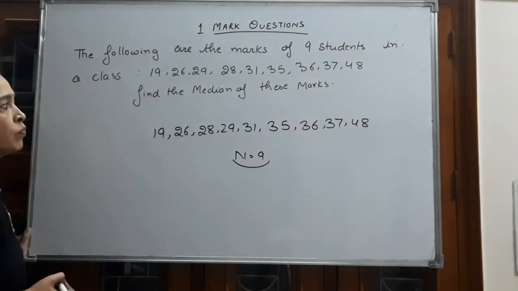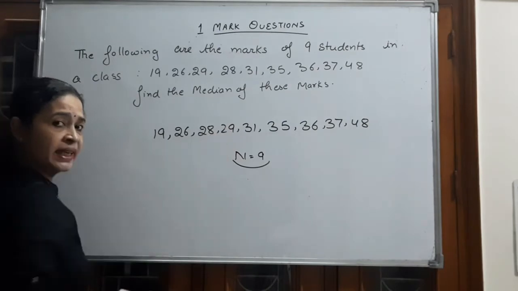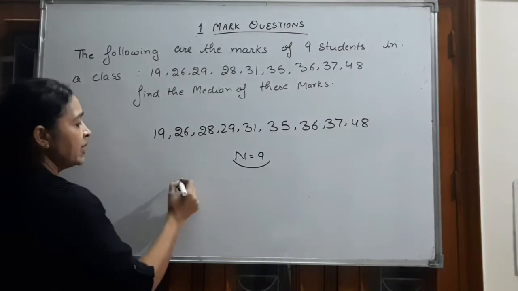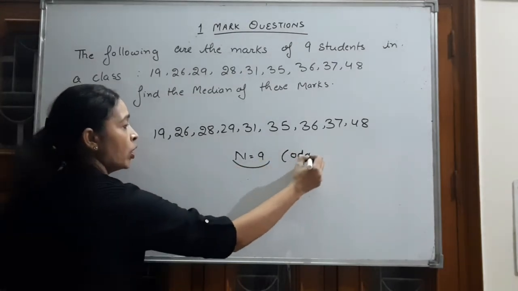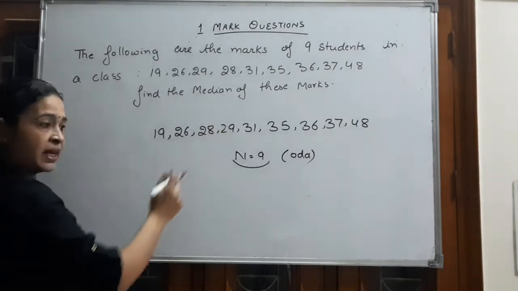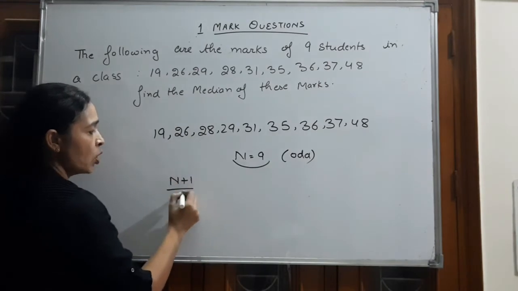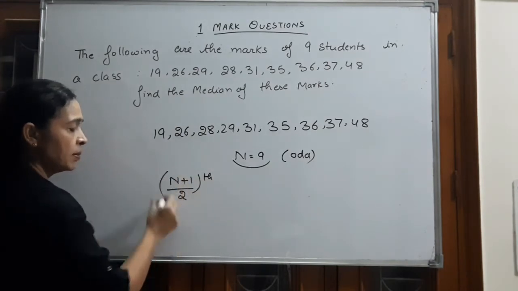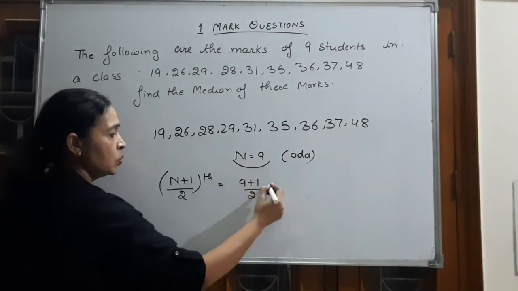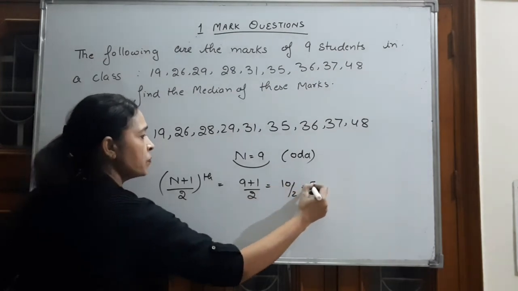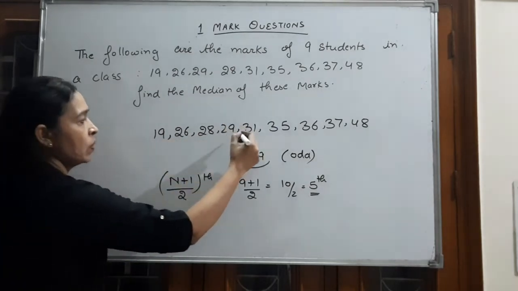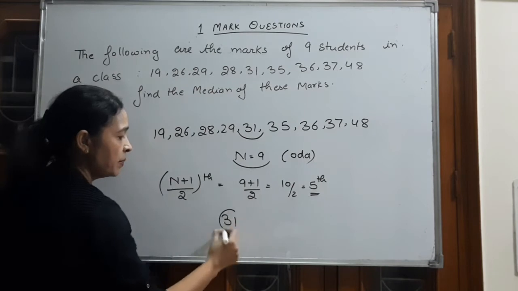What do we have to find? We have to find the median. What is the median? The middle term is the median. This is raw data. So if our n is odd, in this case n is 9, which is odd, which term is the middle term? The (n plus 1) upon 2th term is our median. n is 9, 9 plus 1 upon 2, 10 upon 2, that is the 5th term, which will be the middle term or our median: 1, 2, 3, 4, 5. Therefore, 31 is our median.